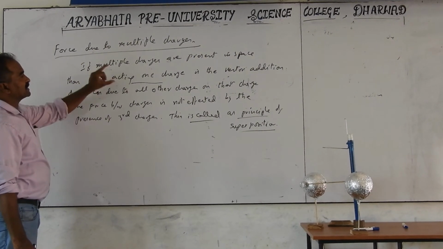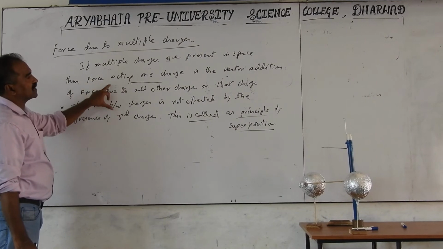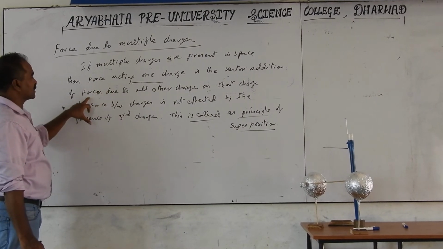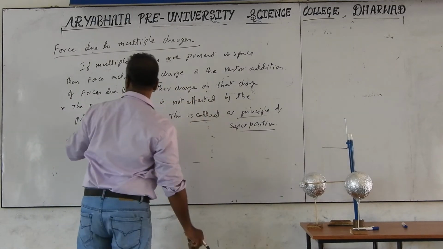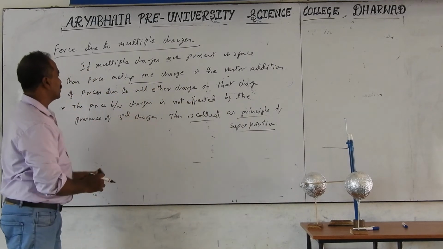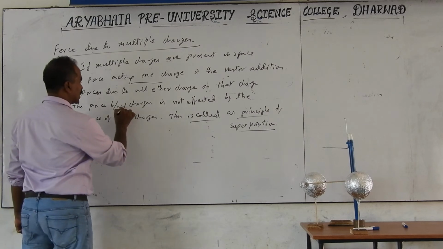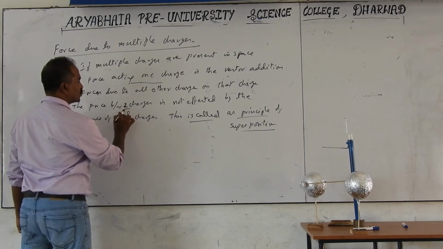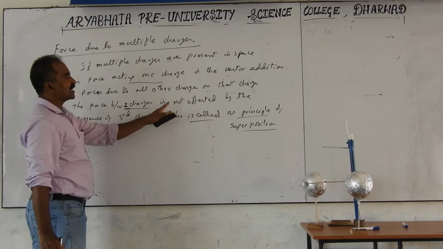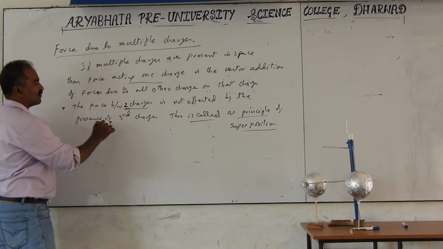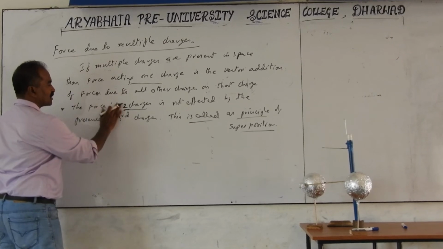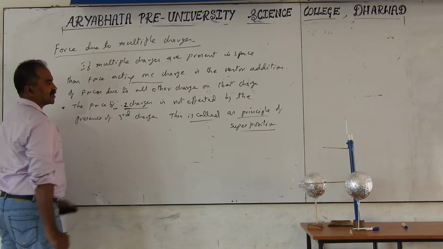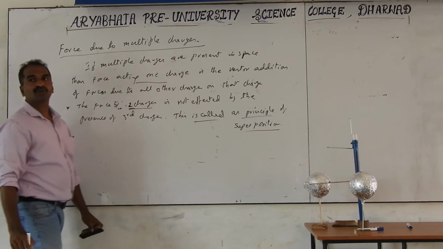If multiple charges are present in space, then the force acting on one charge is the vector sum of the forces due to all other charges on that charge. The force between two charges is not affected by the presence of a third charge. This is also called the principle of superposition.